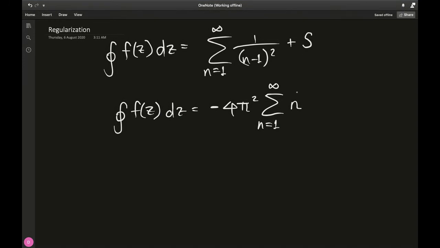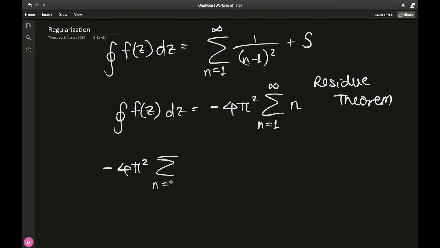Okay, so finally tying things together from our contour and estimation lemmas, we got that the contour integral of f of z is the sum from n equals 1 to infinity of 1 over (n minus 1) squared, plus the Basel problem. And from the residue theorem, we got that the contour integral of f of z dz is negative 4 pi squared times the sum from n equals 1 to infinity of n. So to equate both sides: negative 4 pi squared times the sum from n equals 1 to infinity of n is equal to the sum from n equals 1 to infinity of 1 over (n minus 1) squared, plus s.